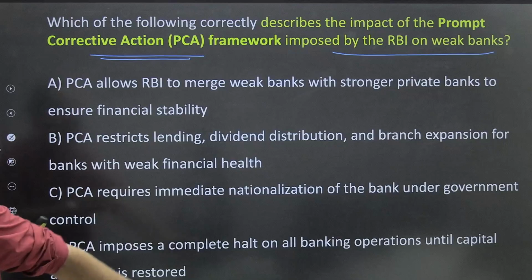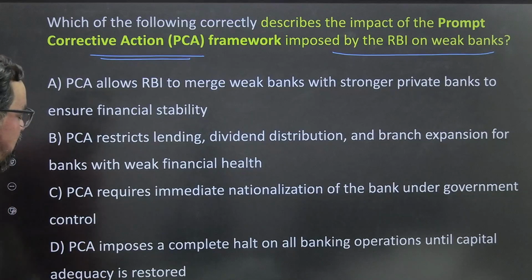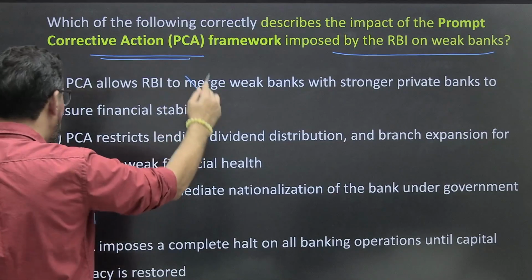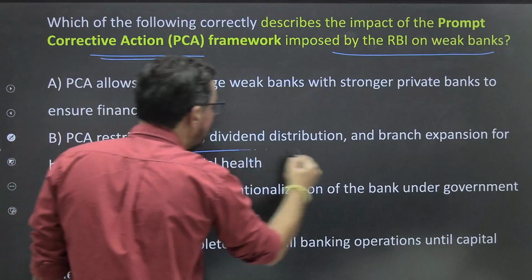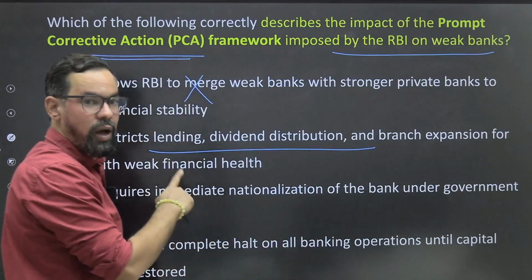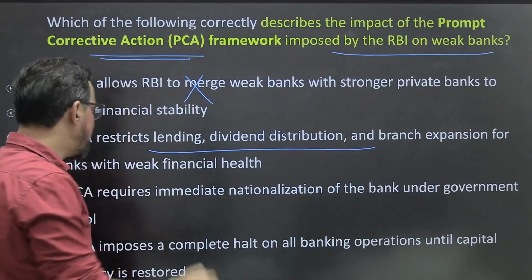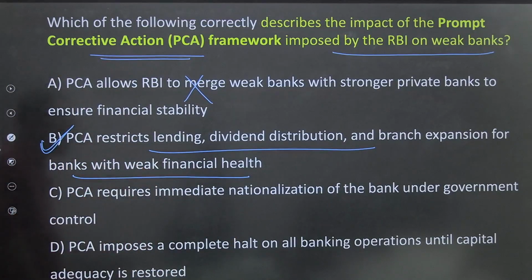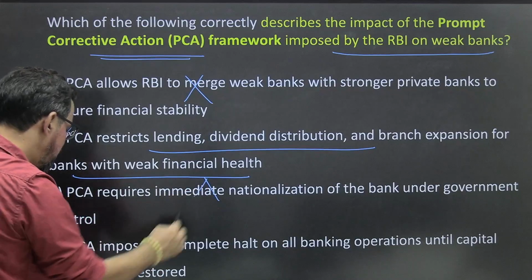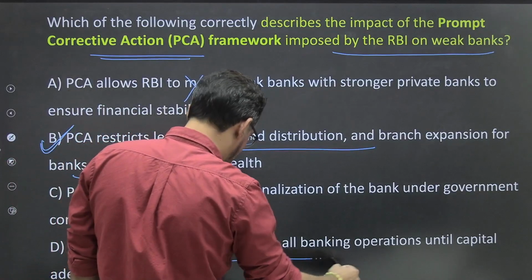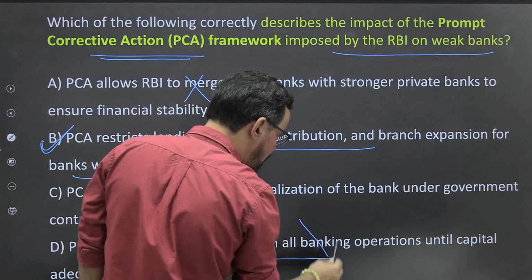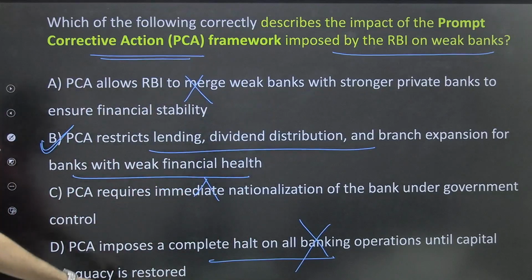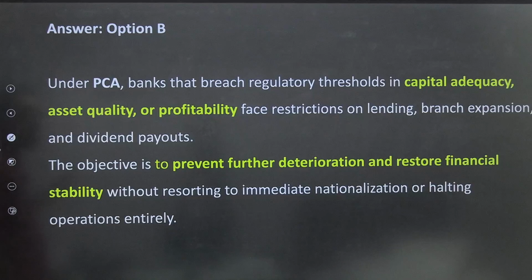So PCA allow RBI to merge weak bank with a stronger private bank? No. PCA restrict lending, dividend distribution, that was the case, okay. Branch expansion for bank with a weak financial health also, okay. So PCA require immediate nationalization of bank? PCA impose complete halt on banking operation until capital adequacy is restored? No. This is the kind of the third step or third stage of that particular PCA itself.